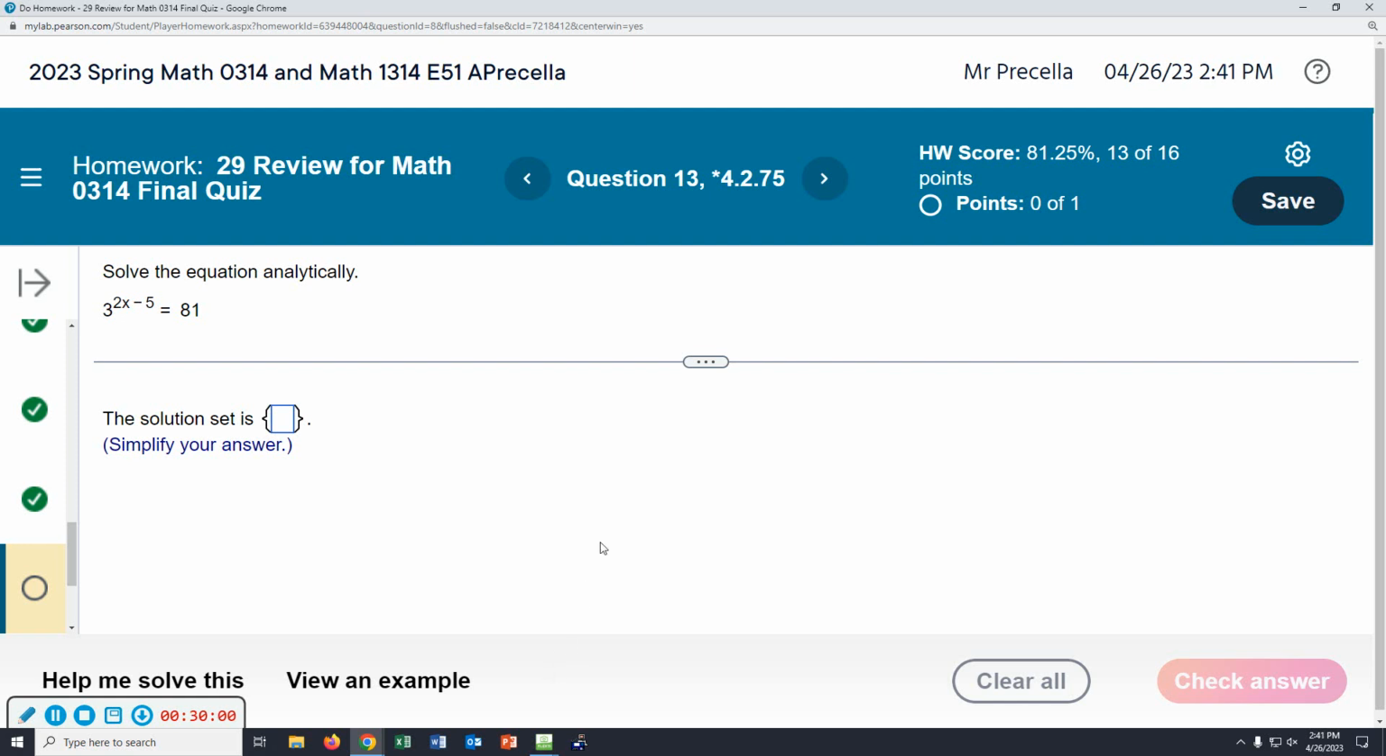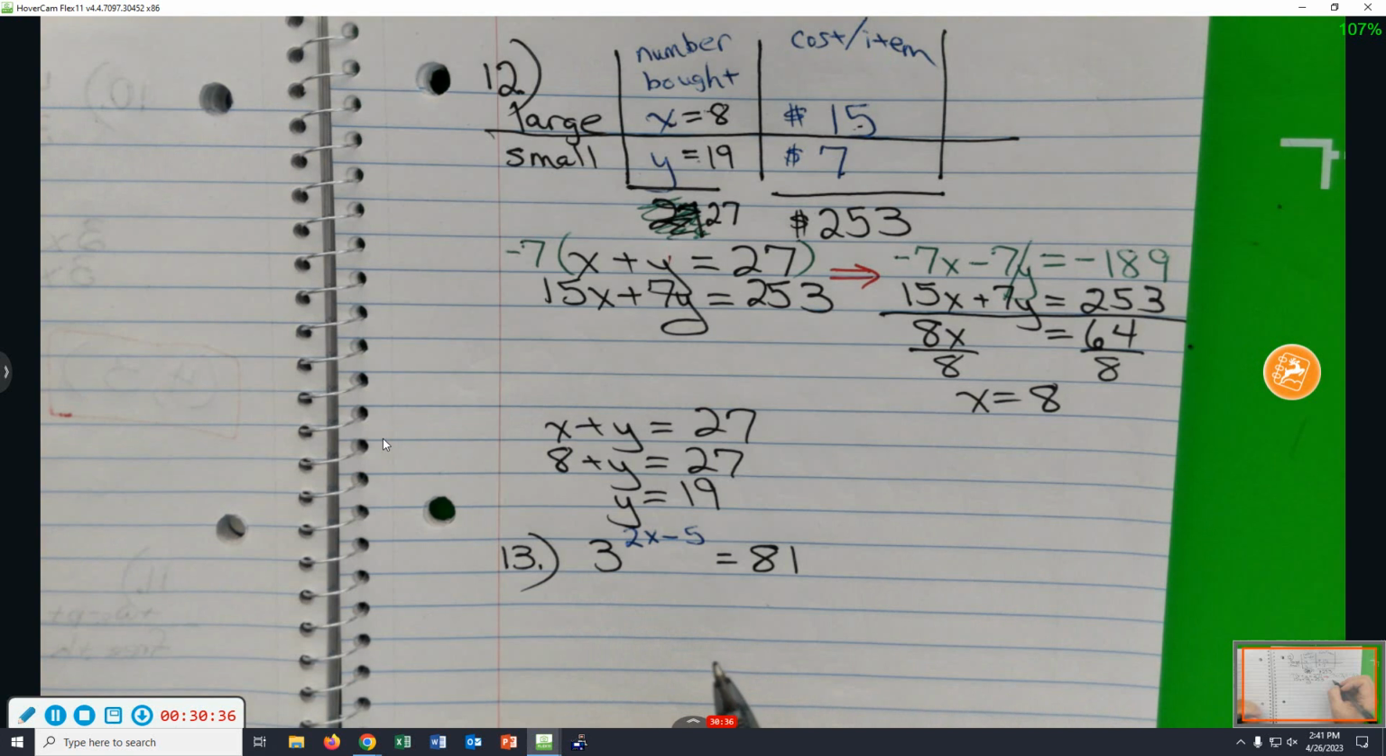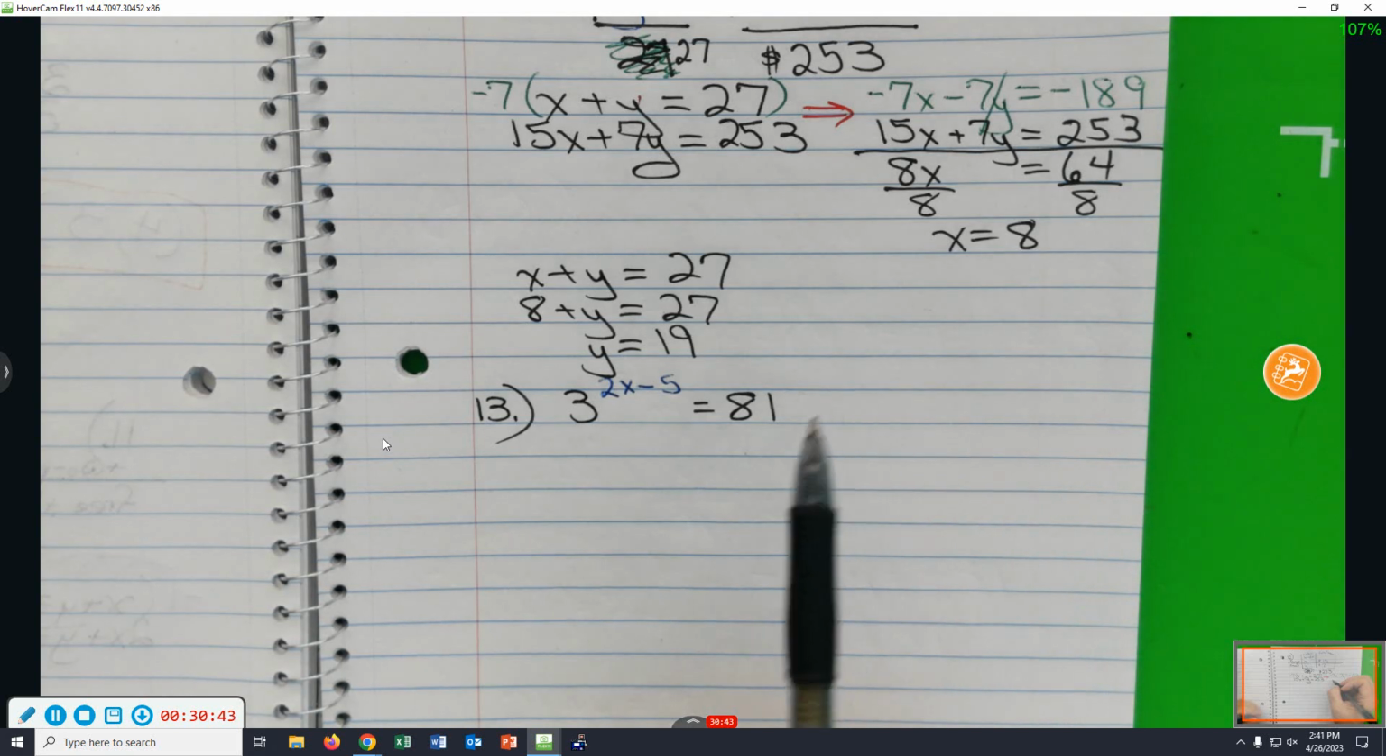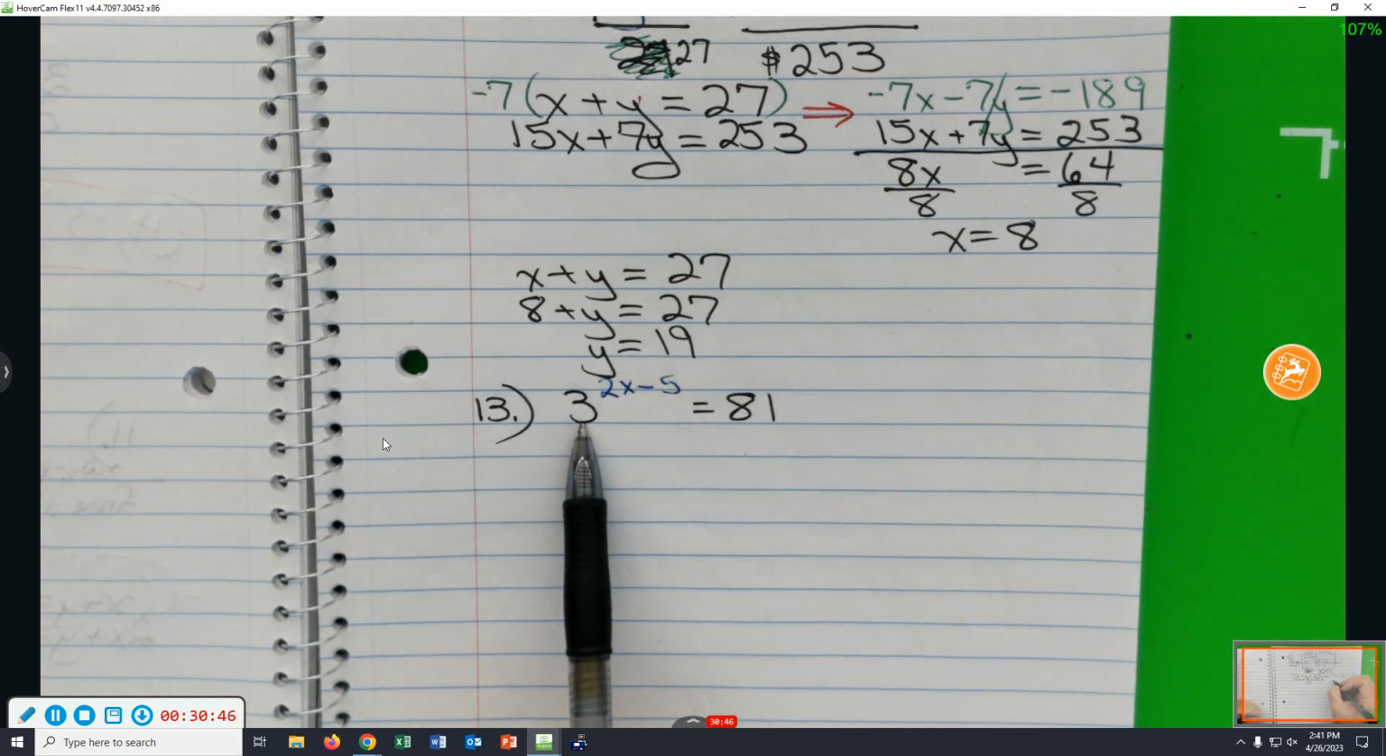Okay. Number 13. Solve the equation analytically. I remember this. Exponential equations are equations where the variable occurs in the exponent. 3 to the 2x minus 5 is equal to 81. We're trying to use the common base method. That's my preferred method. If we can't get a common base, if it's impossible, then we use logarithms. But here we can rewrite the right-hand side using the power 3.